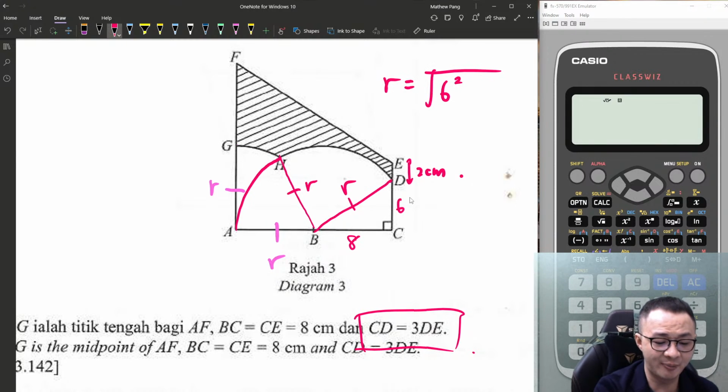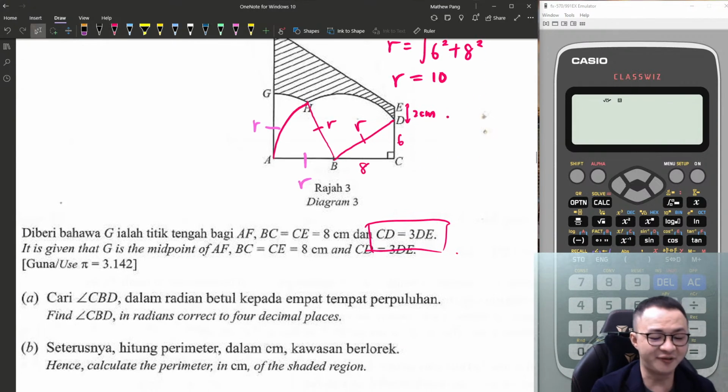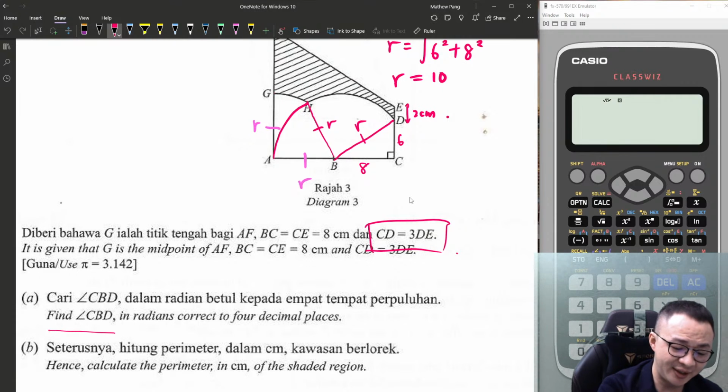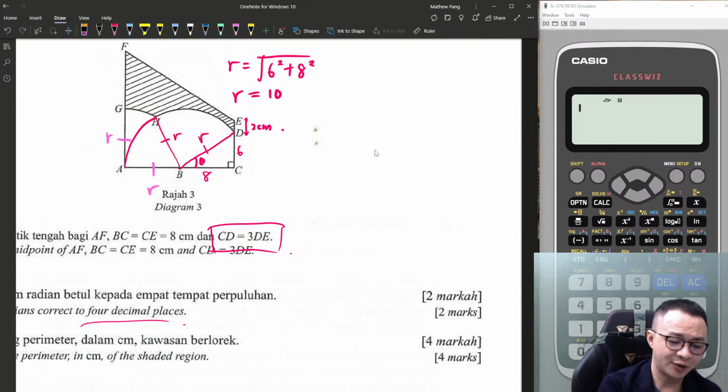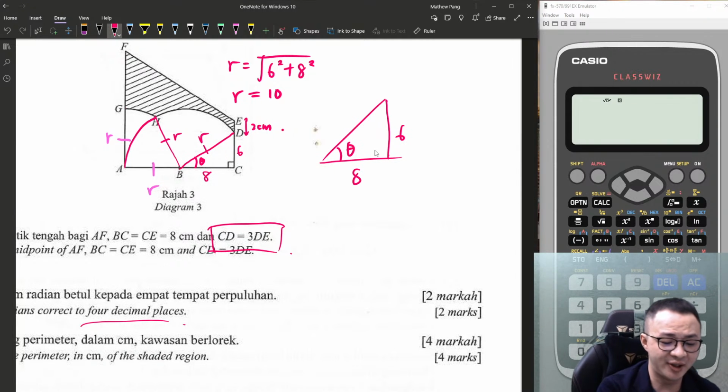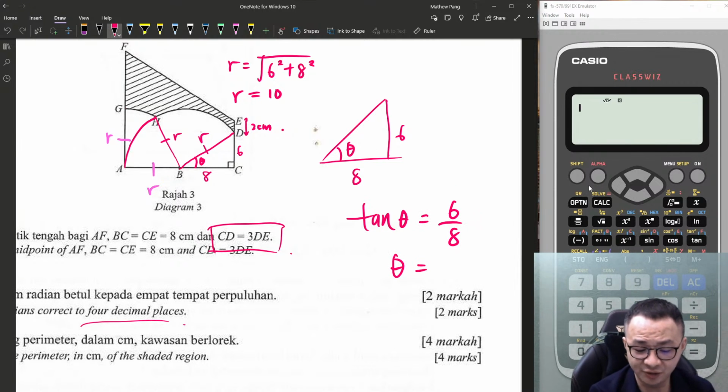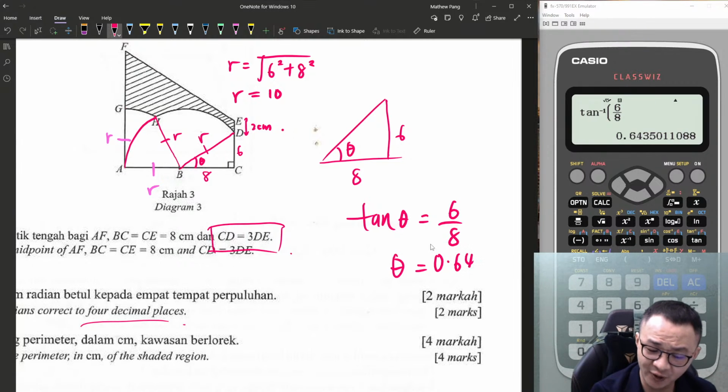So it's basically 6 squared plus 8 squared, square rooted, which is 10. Now I got my radius already. But the question is not asking me to find the radius yet. They asked me to find the angle CBD. In order to find this angle in 4 decimal place radian, I can just do the shortcut. I can use sine, cos, or tangent, but let's just use tangent. Tangent theta is 6 over 8, opposite over adjacent. Then change the calculator to radian. Shift tangent, 6 over 8, and then 4 decimal places, 0.6435 radian. This is how you get the 2 marks here.